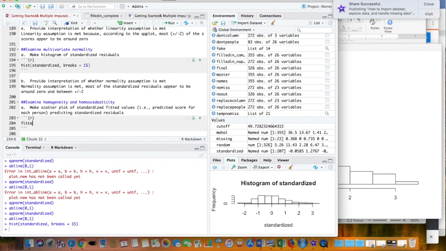So fitted equals scale for the fake regression.